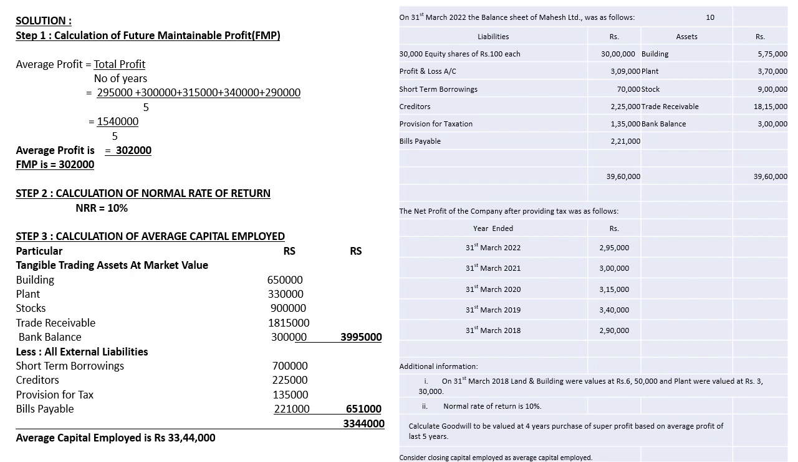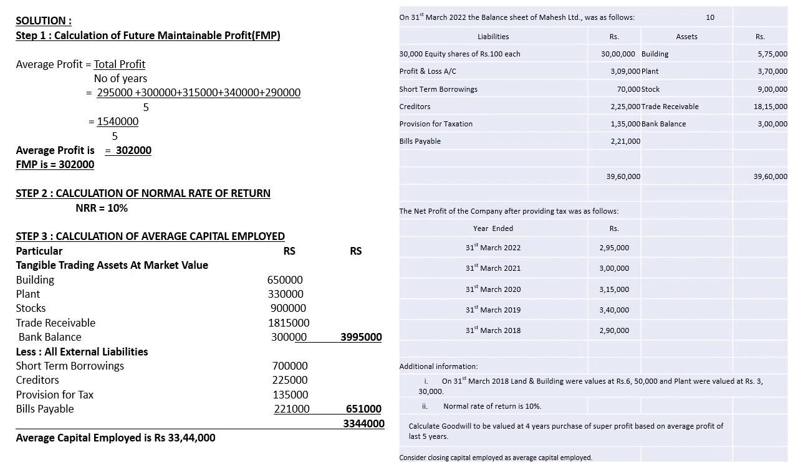So instead of 5,75,000 for building, we are going to take 6,50,000. Then for plant, we are going to take 3,30,000. It is given as 3,70,000, but in the additional information they have given 3,30,000, so we are going to consider that. Then stock, trade receivable and bank balance will be the same. When you add all this, you will get your answer, 39 lakh 95,000. So this is your answer when you add all your asset side. Then you have to minus all your external liabilities.